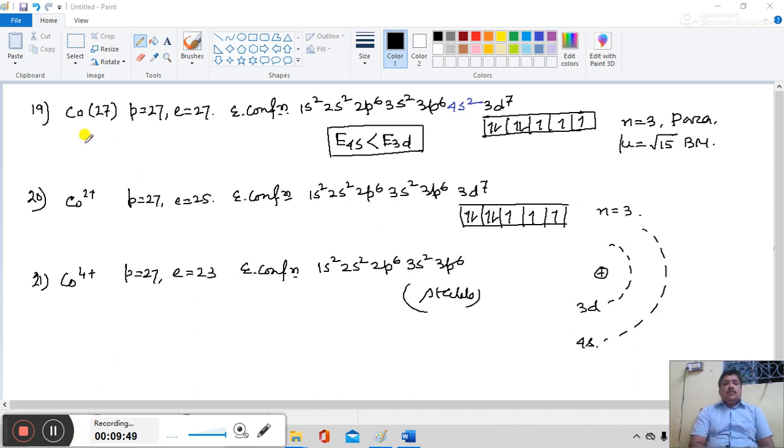Next example is cobalt, having atomic number 27. Its configuration is 1s2 2s2 2p6 3s2 3p6 4s2 3d7. The energy of the 4s subshell is less, so electrons first come to the 4s subshell, then the 3d subshell, but positionally the 4s subshell is outermost in nature and 3d is on the inner side.